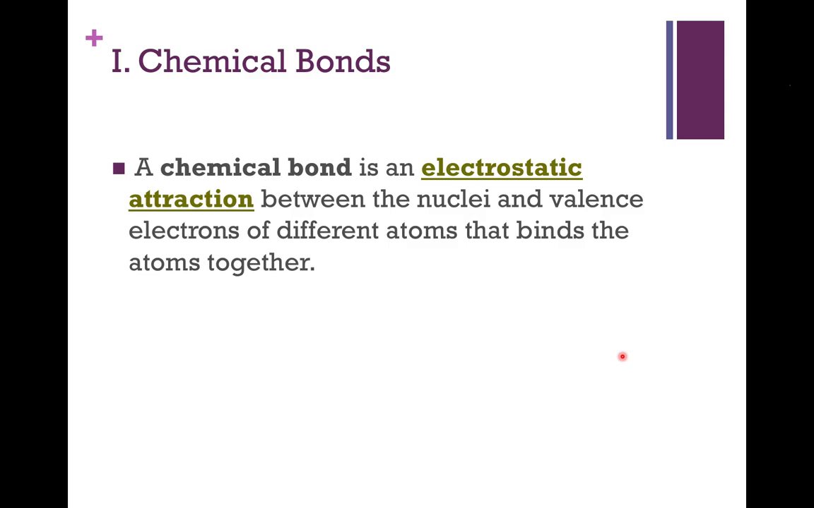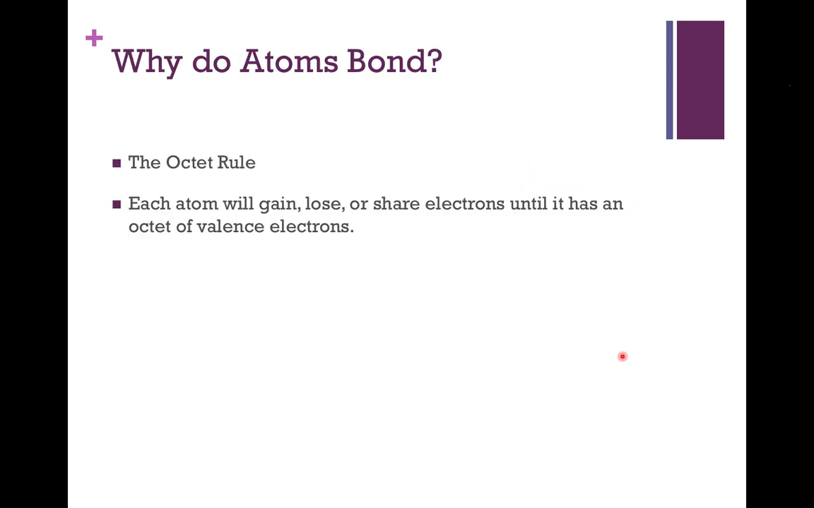Now looking in your notes, this is straight off the notes. A chemical bond is an electrostatic attraction between the nuclei and the valence electrons of different atoms that binds the atoms together. That's for all chemical bonds. We're going to look at a couple different types of bonds. The reason why atoms bond is because of the octet rule. They're trying to fill up 8 valence electrons, and everybody is in a race to 8 valence electrons. So each atom will either gain, lose, or share electrons until it has an octet of valence electrons.